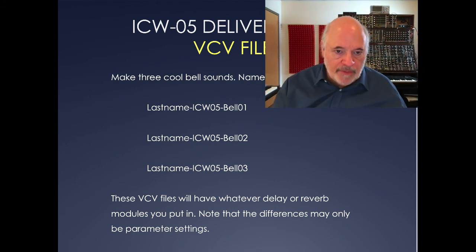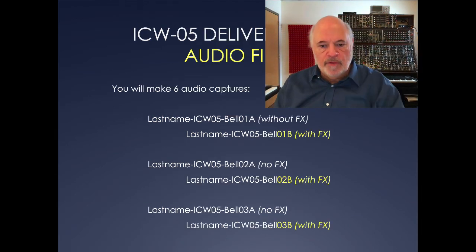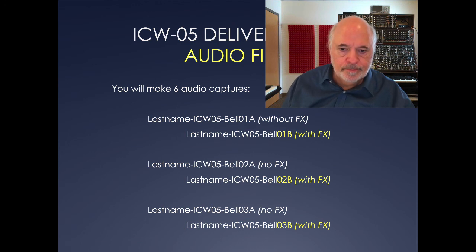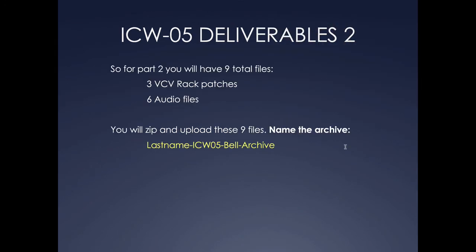So basically, here we go at the end. This is what I just said. So deliverables for part 2 will be your 3 bell patches and your 6 audio files. 3 dry, 3 with effects. You'll zip and upload these 9 files. Last name, CW-WK05, bell, archive.